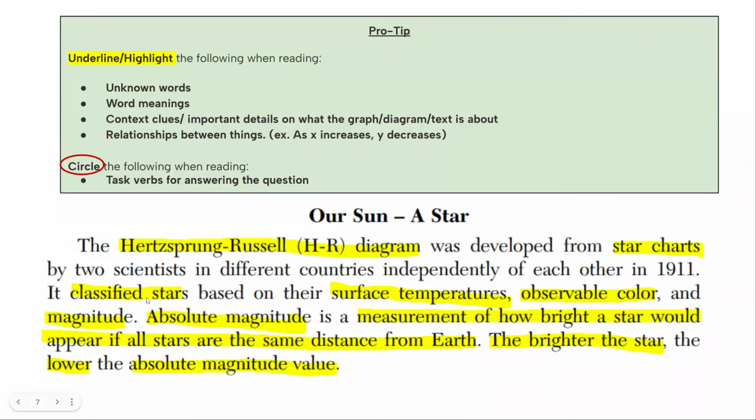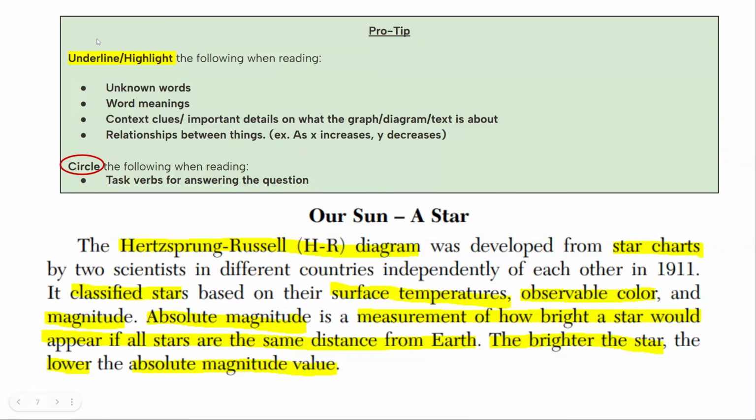It classified stars, so I highlighted this because once again, it's telling me that this diagram is based on stars and classifying stars. So it's classified stars based on their surface temperatures, observable color, and magnitude. So I'm underlining these because some of these words may not be familiar. These may be unknown words for me. It also gives me extra context clues on what I'm supposed to find in the HR diagram. So maybe it should be giving me information on the star's surface temperature, color, and magnitude.